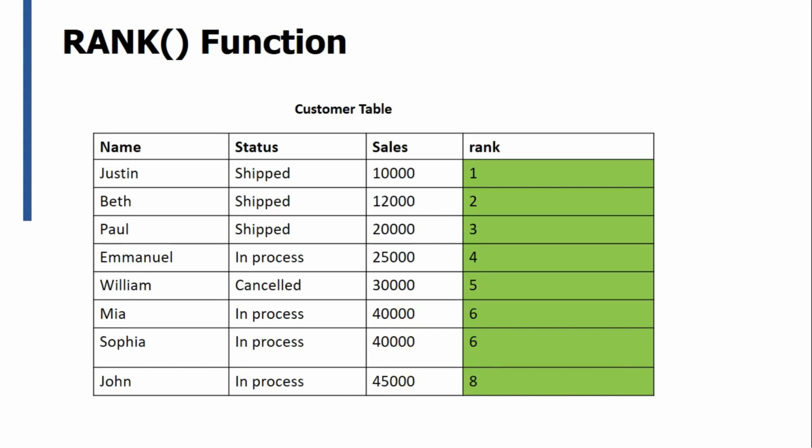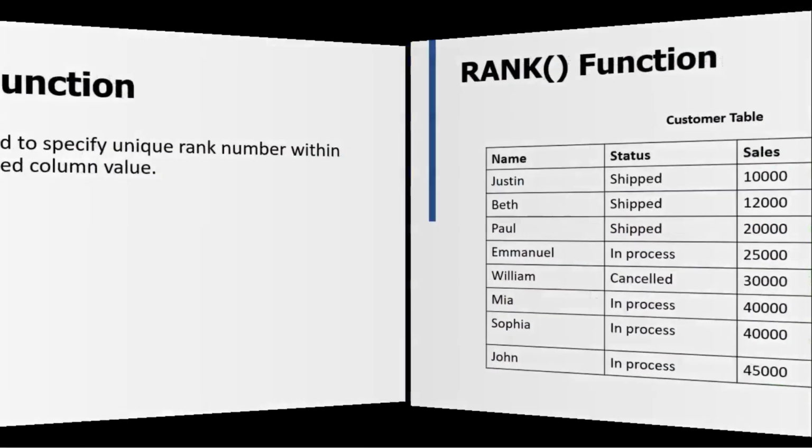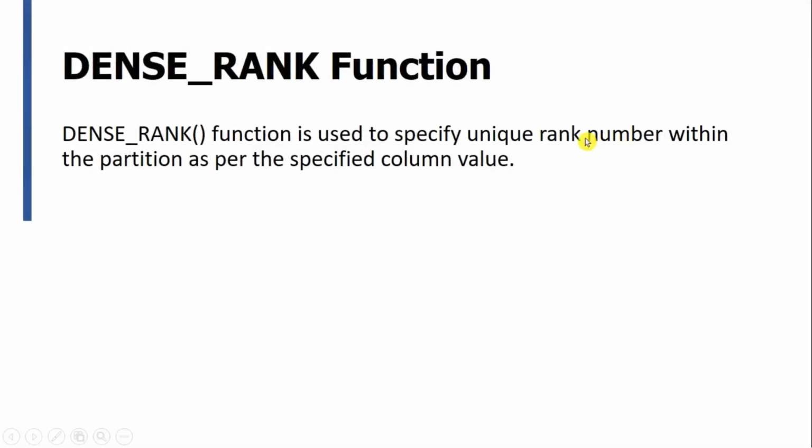Let's look at another type of window function, which is the dense rank. Dense rank is a little similar to the rank function, so we're going to explain the difference. The dense rank function is also used to specify rank numbers within a partition. How the dense rank function works is it returns the same rank for ties, or let's say two numbers that are the same, just like the rank function. But now it doesn't give us any gaps within our column. We're going to look at that.